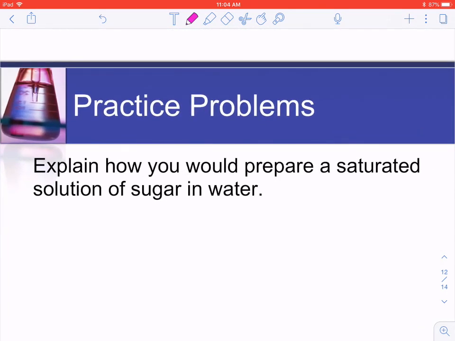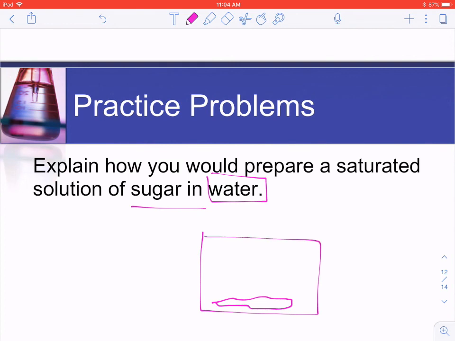Let's explain how we might prepare a saturated solution of sugar in water. Well, you could look up the solubility of sugar in a certain temperature of water and then add that much. Or you could basically keep adding sugar until some of the sugar forms at the bottom, and as soon as some of the sugar forms at the bottom of your beaker, you know that the resulting solution up here is saturated because some of that sugar is falling out of solution. So therefore you have a completely saturated solution.